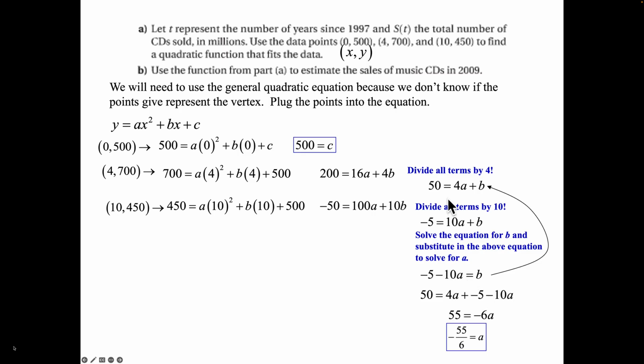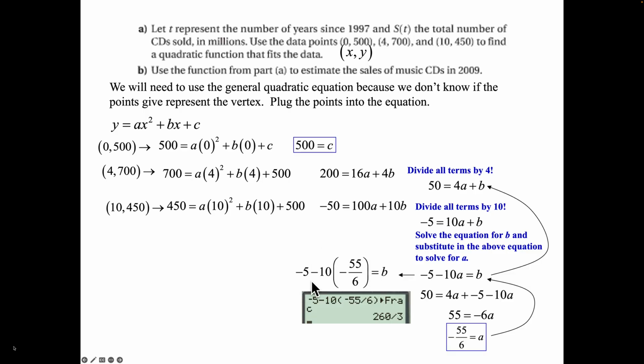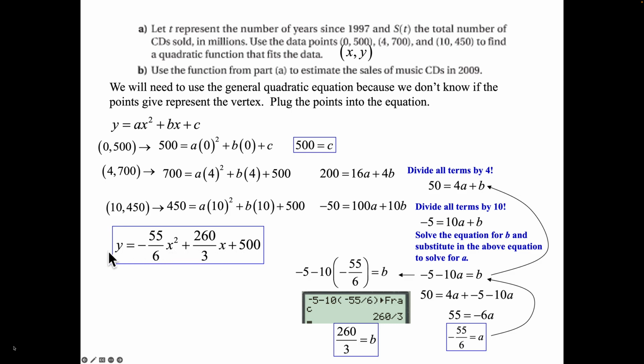Then we're going to take one of these two equations, doesn't matter which one, plug in this a value, and we'll go solve for b. So negative 5 minus 10 times negative 55 over 6 is equal to b. Sorry, need my calculator here. Negative 5 minus 10 times negative 55 divided by 6, close parentheses. Tell the calculator to give me a fractional answer. Okay, 260 over 3. So I have my a, negative 55 over 6. I have my b, I have my c. Plug it into my equation.